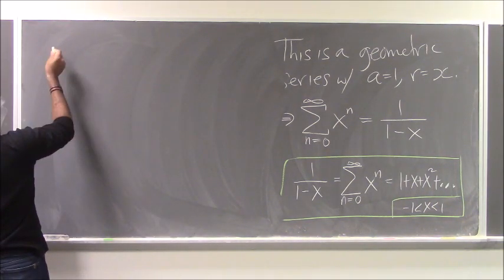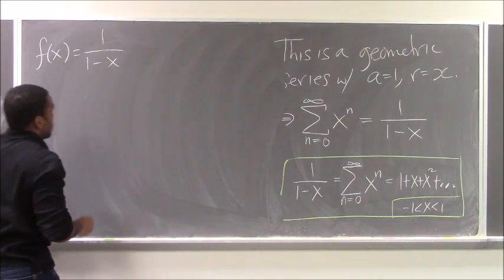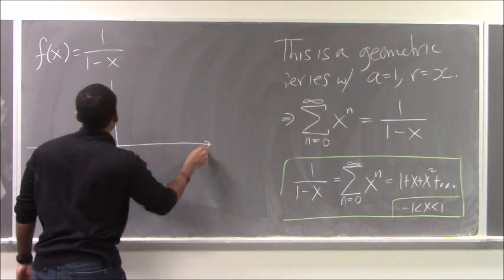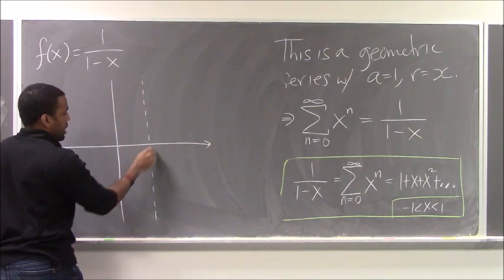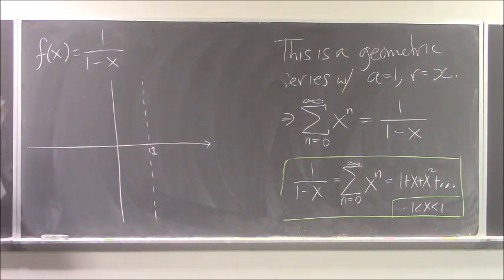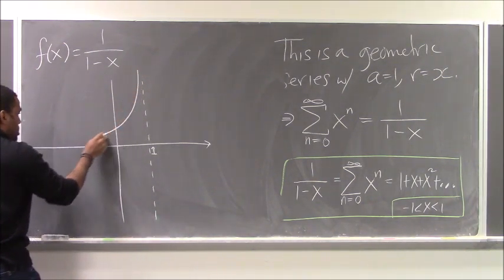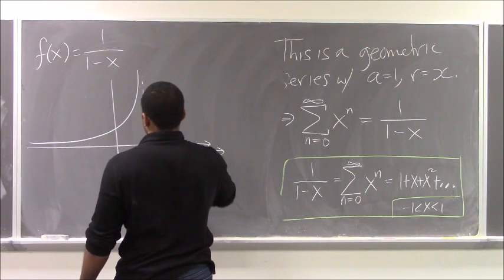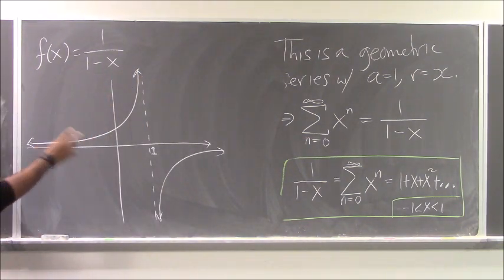What this is basically saying is that if I have a function, 1 over 1 minus x, and we kind of know what that guy looks like. Well, we should know what that guy looks like. So that has an asymptote at x equals 1. And that part you should know how to graph, because that's where the vertical asymptote is, and because the x is negative, we know it's flipped upside down, so we have this picture.